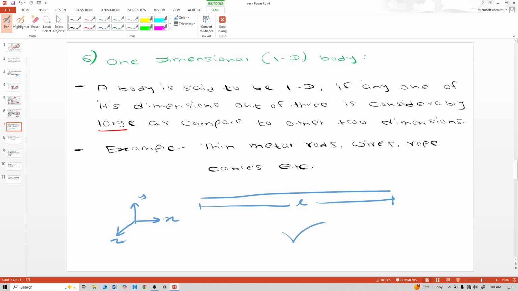A body is said to be one dimensional if any one of its dimensions out of three is considerably large compared to the other two dimensions. Here the other two dimensions are width and thickness. So here length is considerably large as compared to width and thickness. That means this is a one dimensional body.